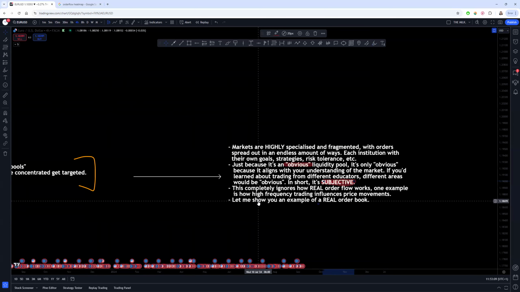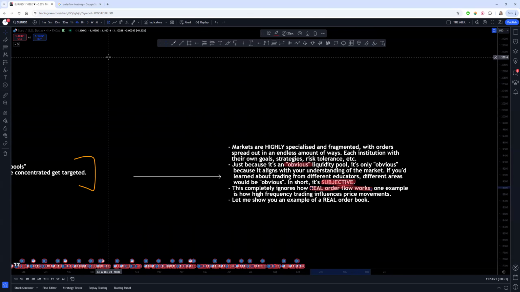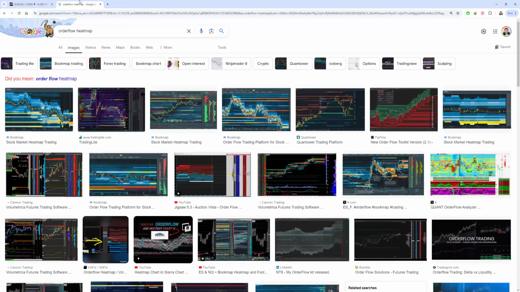Anyway, next one is this completely ignores how real order flow works, right? One example of this is how high frequency trading influences price movement. So, smart money guys talk about order flow a lot. Oh, order flow, order flow. What the fuck does that mean? The way they're using it is literally bullshit.